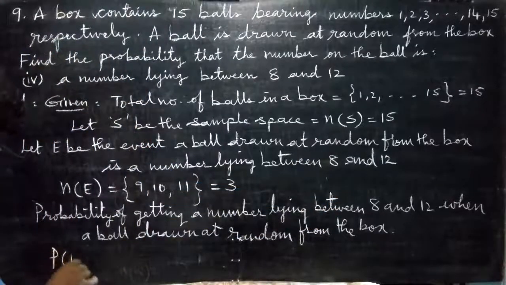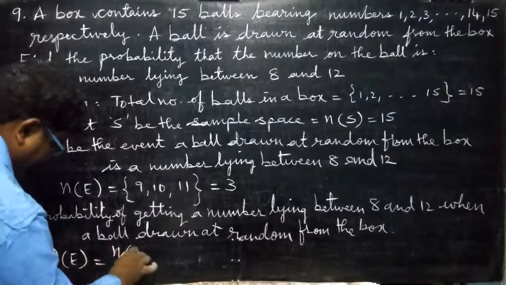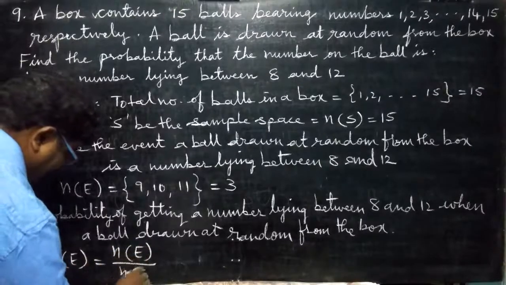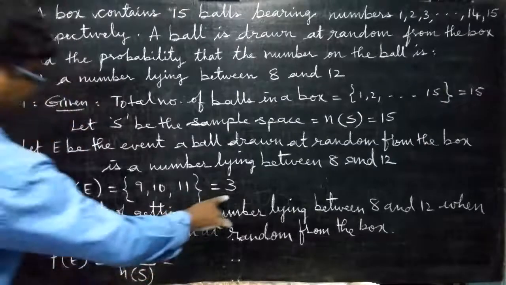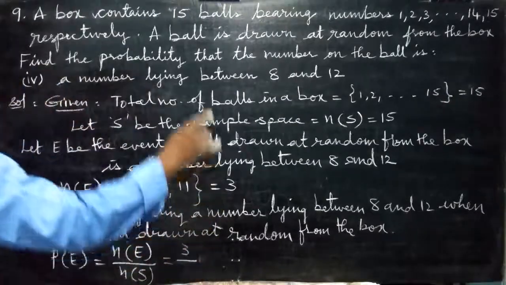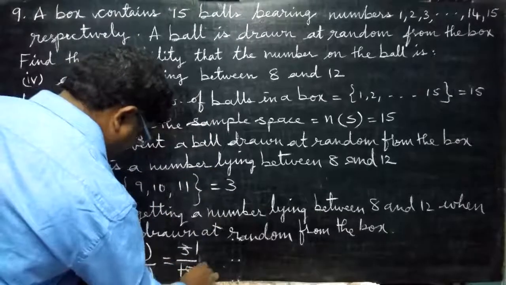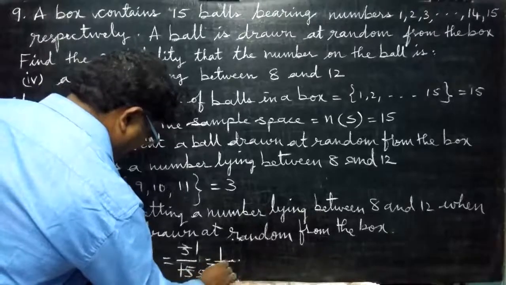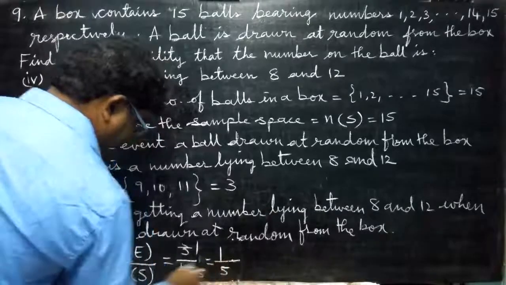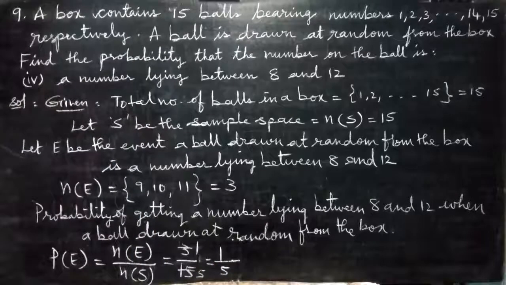So P of E is N of E by N of S. N of E, how many did we get? 3 by total number of balls 15. 3 ones are 3, 3 fives are 15. What is the answer? 1 by 5. Write that one. Therefore, the probability of getting a number lying between 8 and 12 when a ball is drawn at random from the box is equal to 1 by 5.